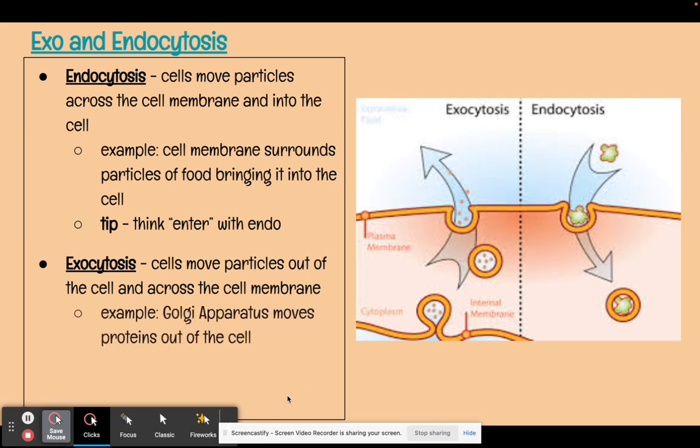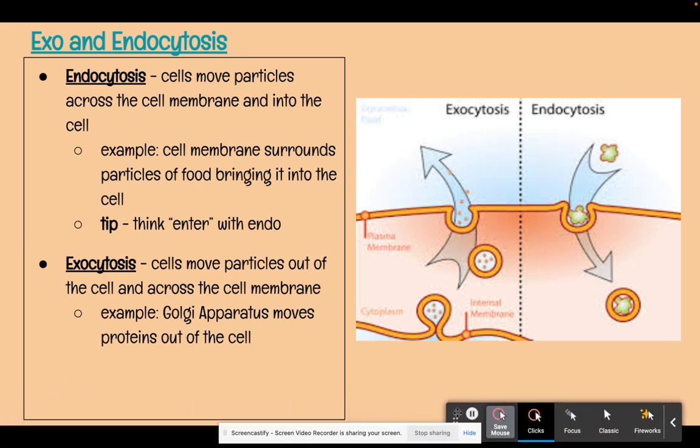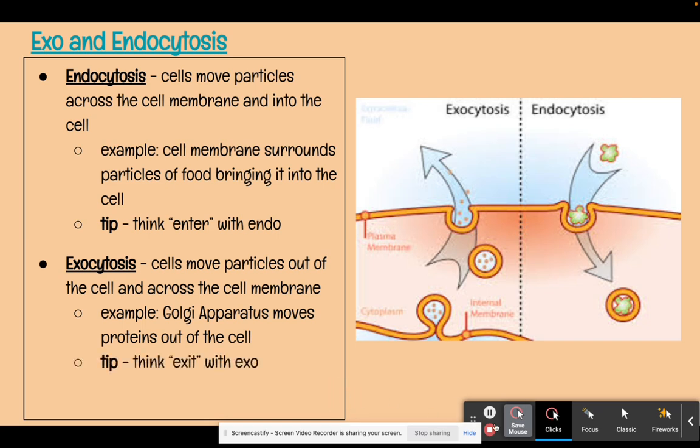For example, we are all familiar with the Golgi apparatus, which packages up the proteins that are sent to it that are made by the ribosomes. The Golgi apparatus will do exocytosis to get the proteins to go out of the cell. So, just like endo, think in or enter, with exo, think exit. They both start with X.